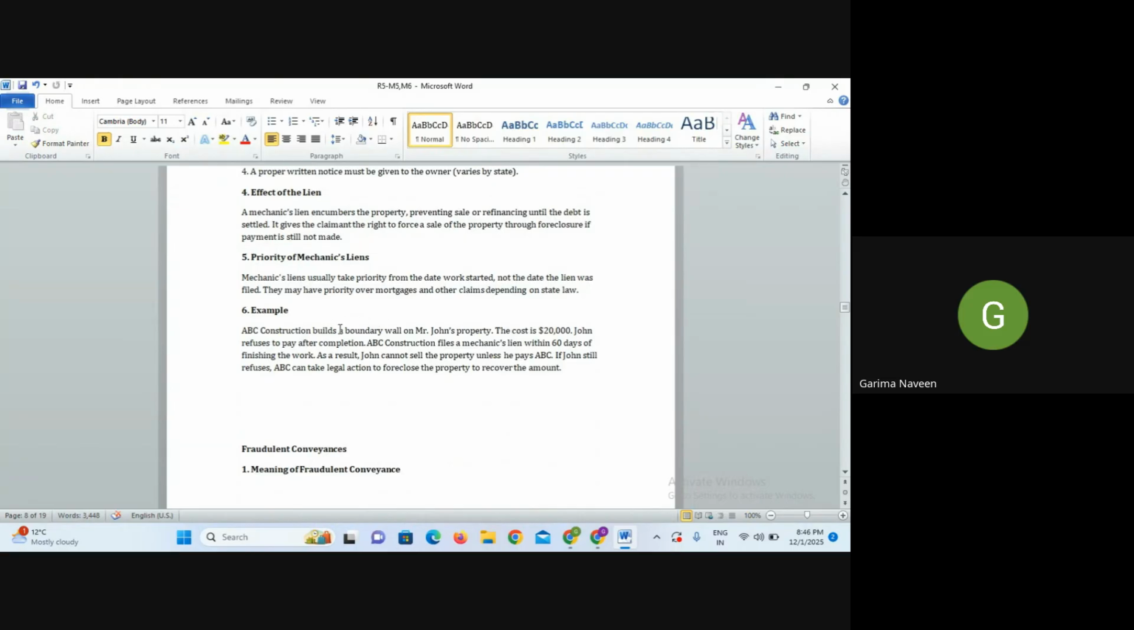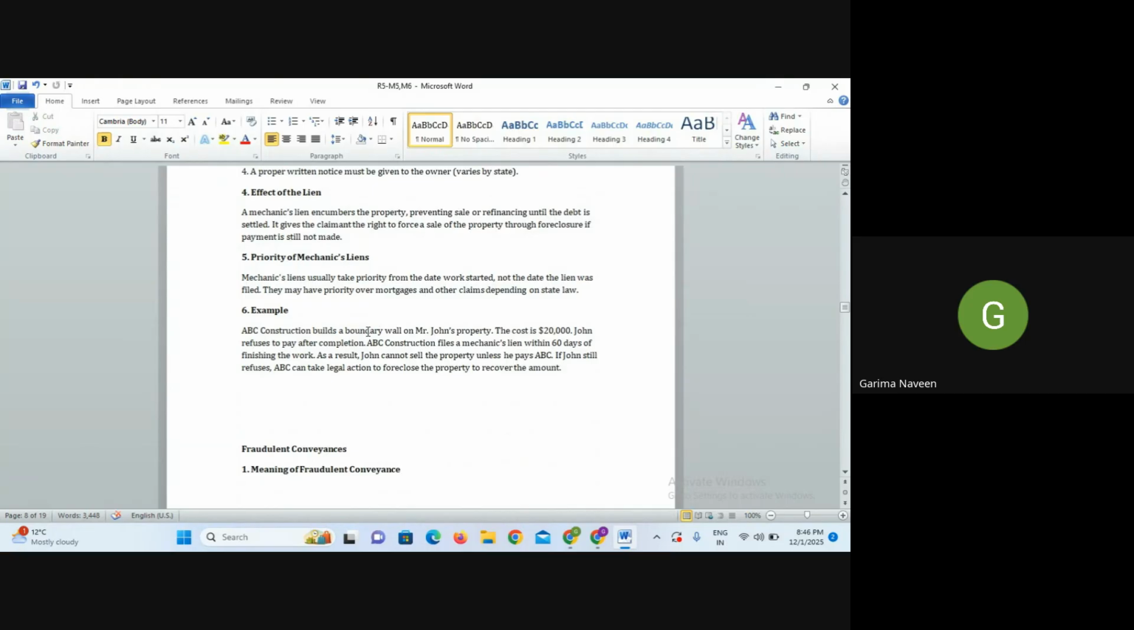So, ABC Construction builds a boundary wall on Mr. John's property. The cost is $20,000. John refuses to pay after completion. ABC Construction files a mechanics lien within 60 days of finishing the work.